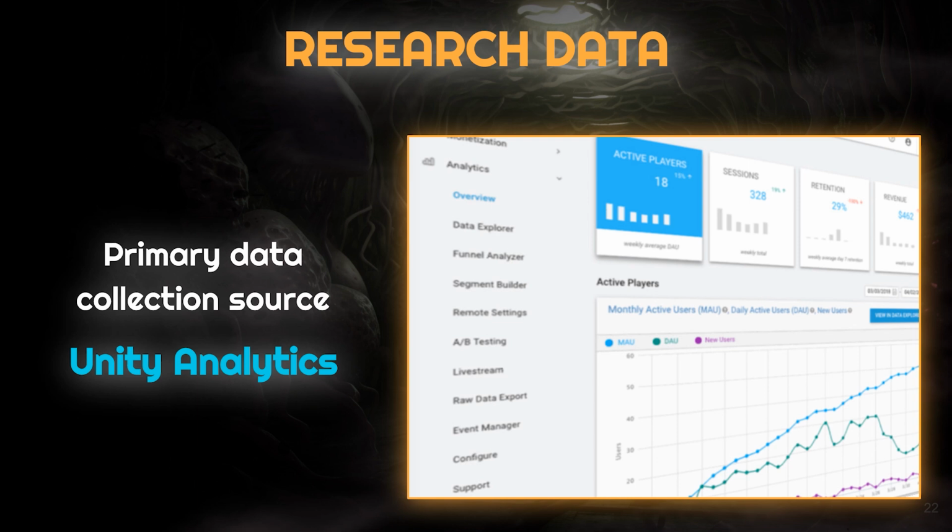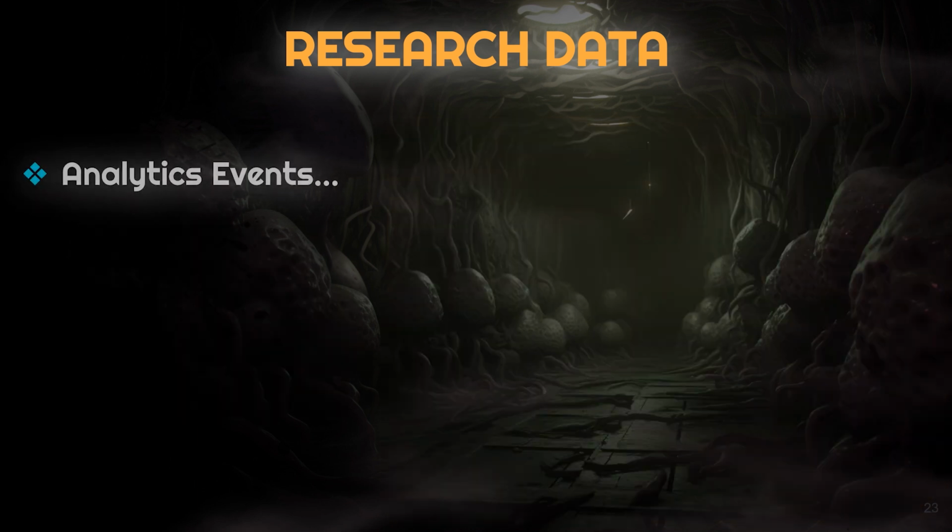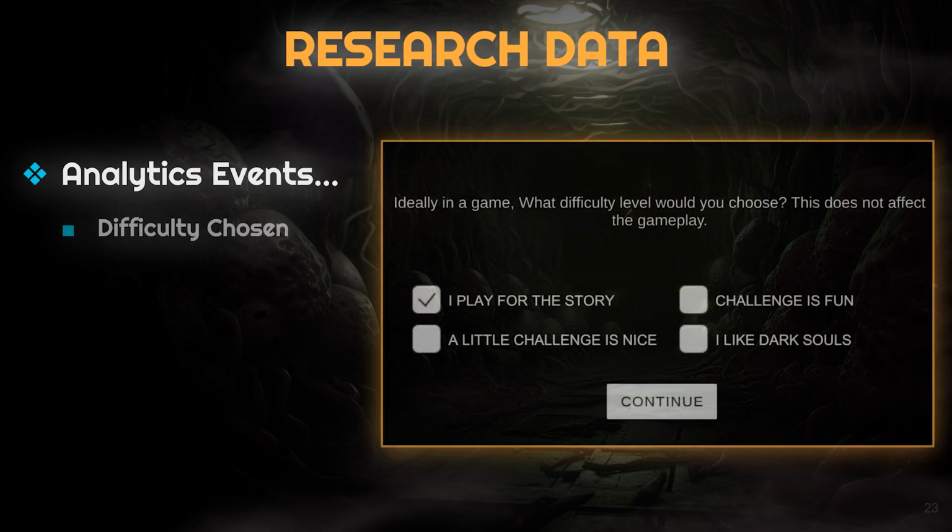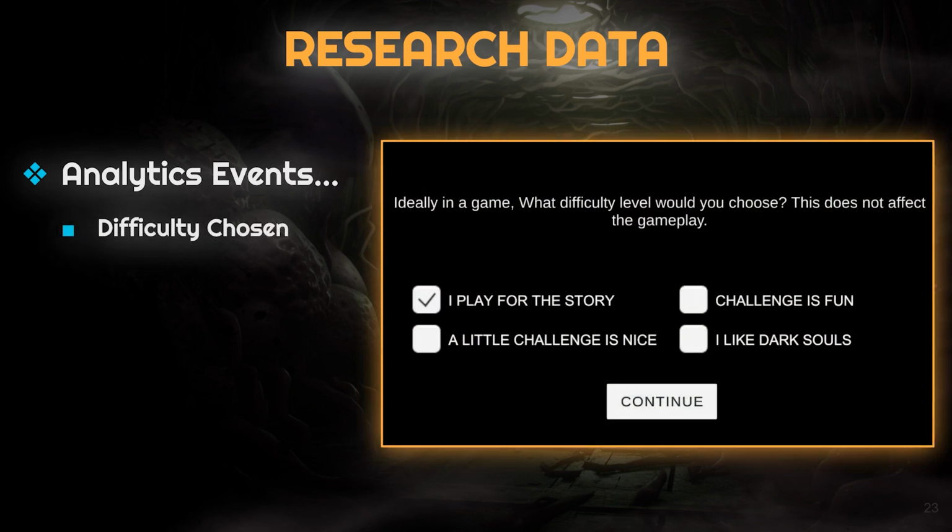So how the analytics events are set up. The first one is difficulty chosen. This is the only manual input which the player gives at the start of the game. It's set up in a way where I don't want the players to lie. It's formed in a way where they think, okay, maybe choosing this is actually going to change the difficulty of the game. It actually doesn't. It's just to collect the data.